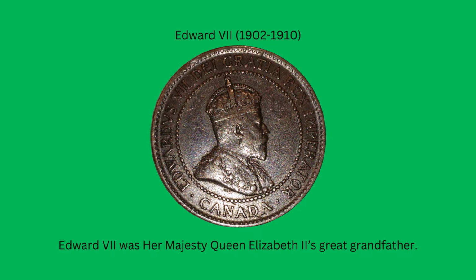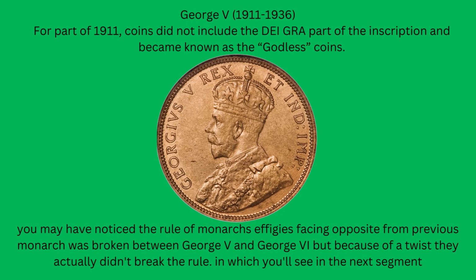Our third effigy is Edward VII. He was on our coins from 1902 to 1910. Edward VII was Her Majesty Queen Elizabeth II's great-grandfather. Our fourth effigy is George V. He was on our coins from 1911 to 1936.